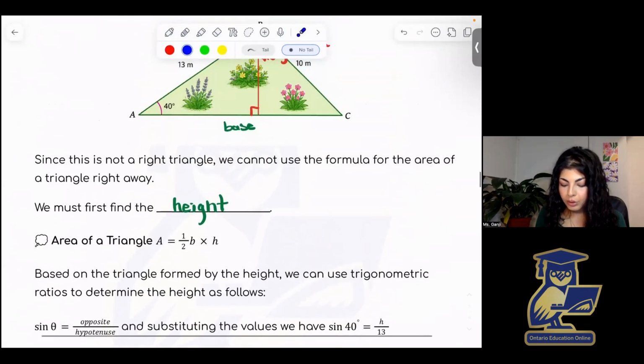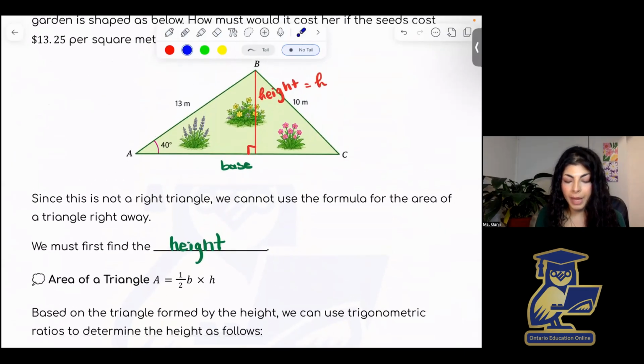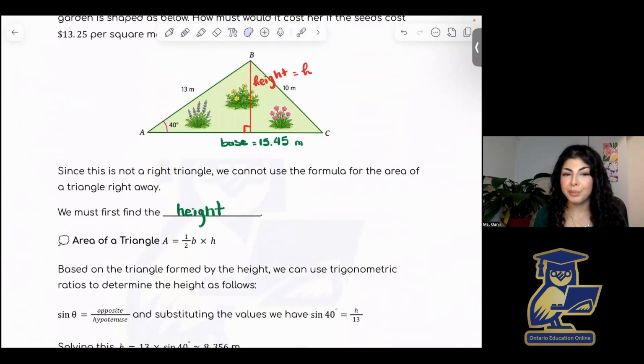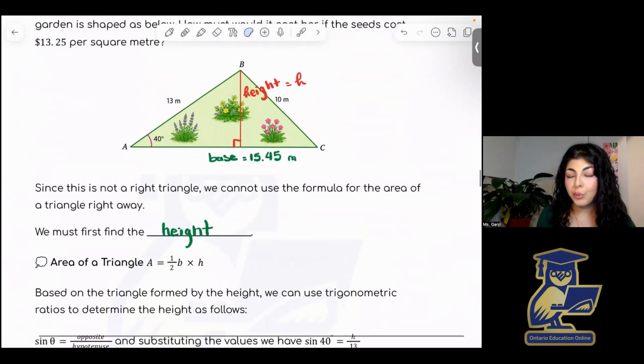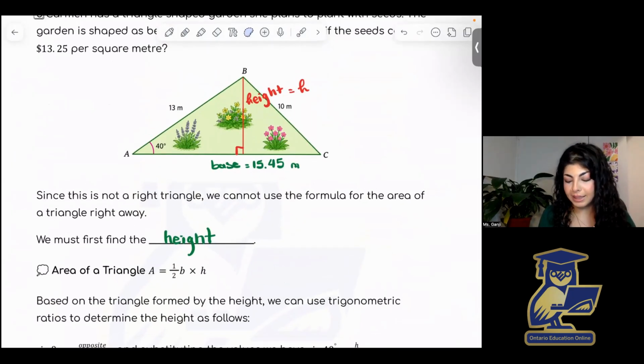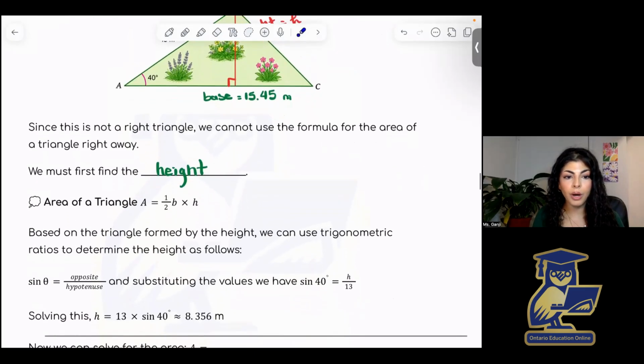And I can also solve for now the base here. And one more correction as well. You will later, in the next lesson, see how you can solve for this base, but as of right now, we don't have the tools to solve for the base. So assume the base is also given to us as 15.45 meters, but again, we still wouldn't have been able to solve for the area right away because we would have had to solve for this height. But now, knowing this base, I can solve for the area.